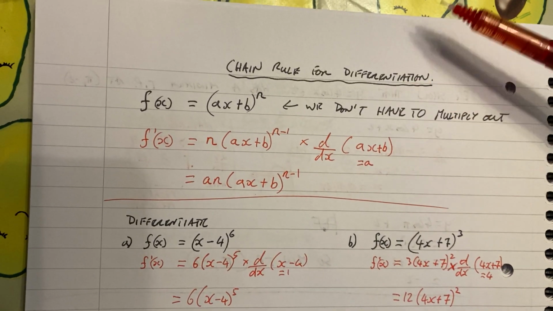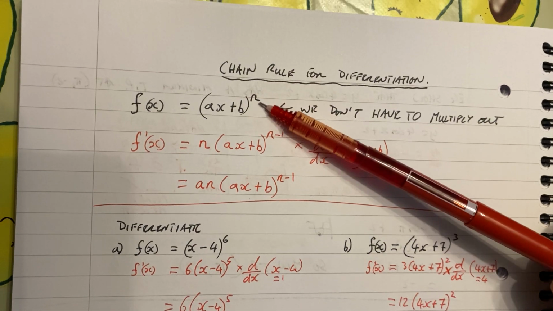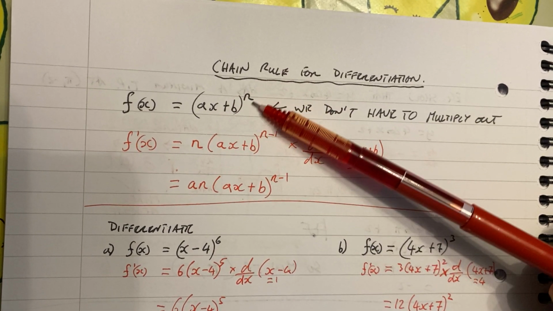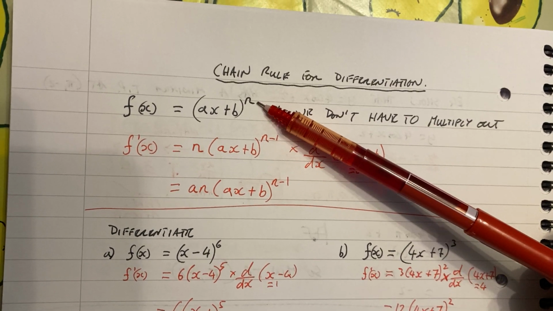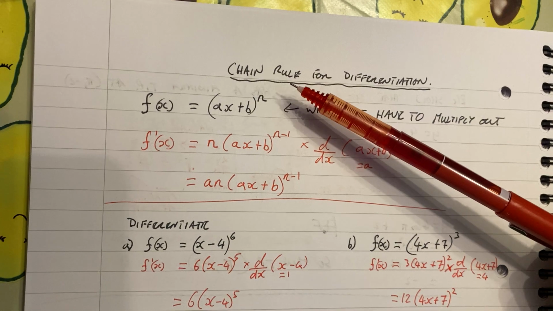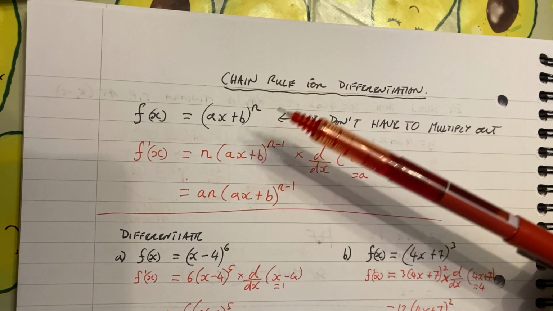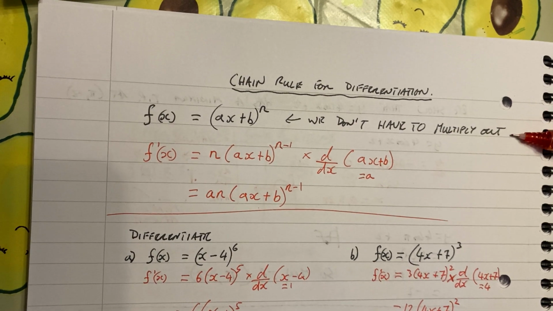Okay, looking at chain rule for differentiation. This is for ones where we've got a power, a function, and a power on the outside. Previously, we've multiplied them out, but if we start getting powers, like one of my examples, a power of 6, you'll be there all day multiplying it out. There must be a quicker way of doing it, and of course there is. So we don't have to multiply it out.